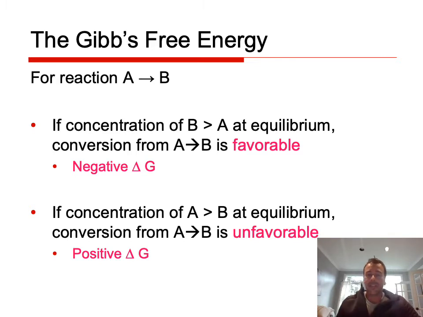If the concentration of B is greater than A at equilibrium, so if we go all the way to equilibrium, we have higher concentration of B than A, then the conversion from A to B is favorable and you have a negative delta G. And then the exact opposite is true if the concentration of A is greater than B at equilibrium, the reaction is unfavorable and you have a positive delta G. So for a reaction to be favorable, you want a negative delta G.